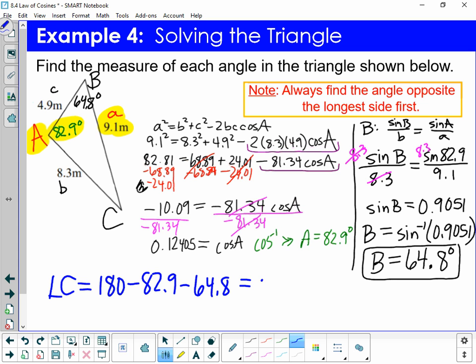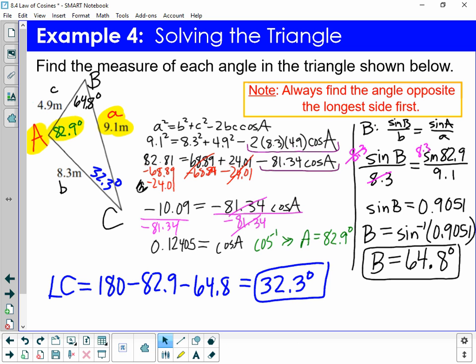And we get 32.3 for that last angle. I'll add it to my diagram. And we've found all of the angles in that triangle.